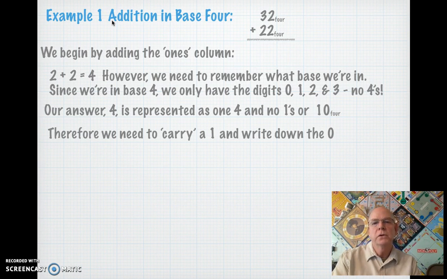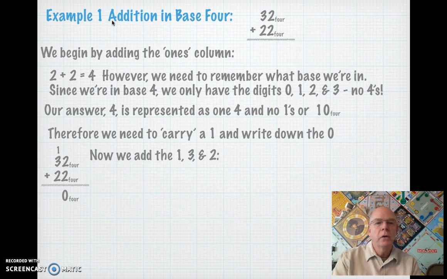So because it's a 10, we're going to have to carry the 1. It would be just like if we got 10 in our number system. We would have to carry the 1 and write down the 0. So we're going to do that here. When we add the 2 and the 2, we get 10, but the way we write the 10 is by putting a 0 in the ones column, carrying the 1.